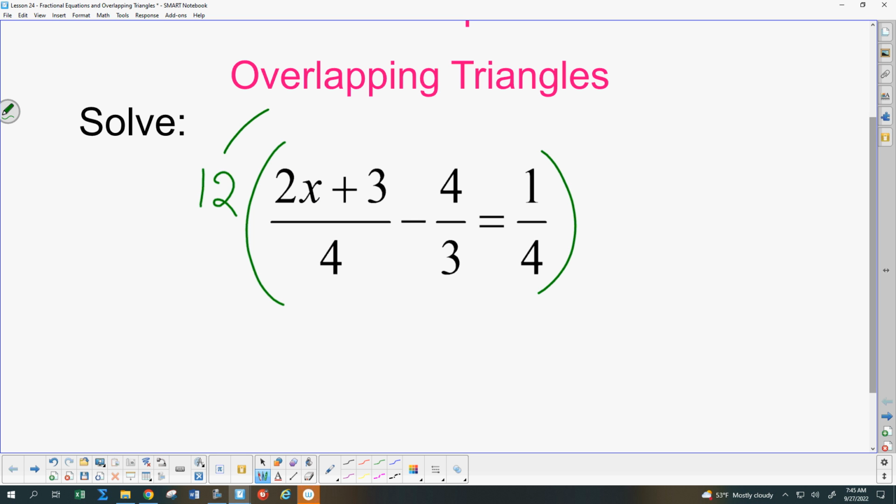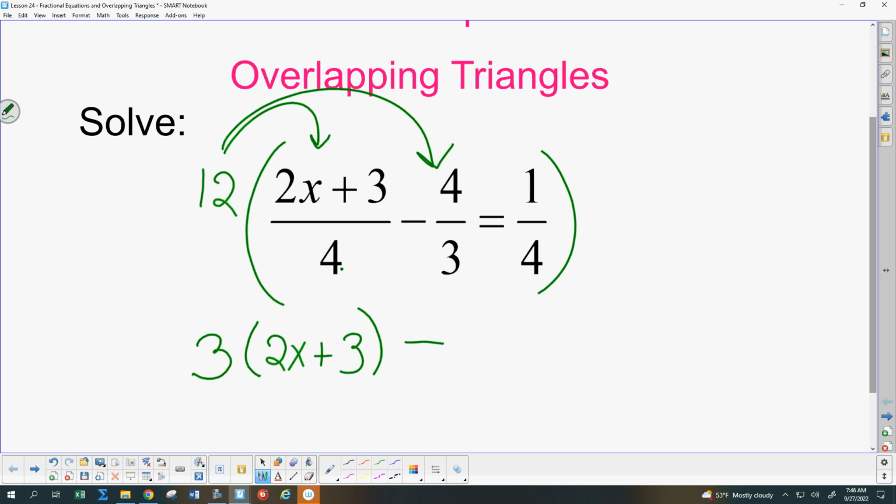When I multiply 12 times the first one, the 12 over the 4 becomes a 3. And usually take what you're multiplying by along with the denominator and simplify that first. So the 12 over the 4 becomes a 3, and we still have the 2x plus 3. Since it had a plus in it, we need to put parentheses around it. So remember, all of that numerator gets multiplied by 3. Then we have 12 times minus 4/3, plus times minus is a minus.